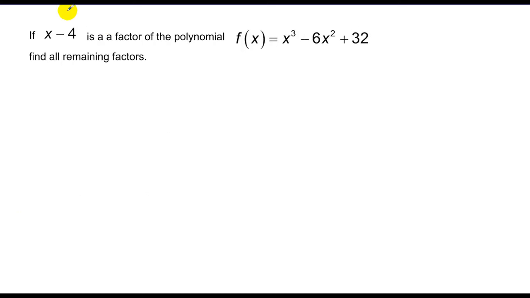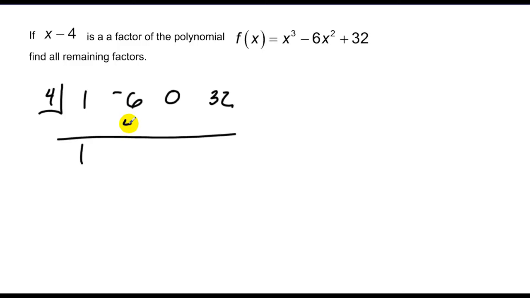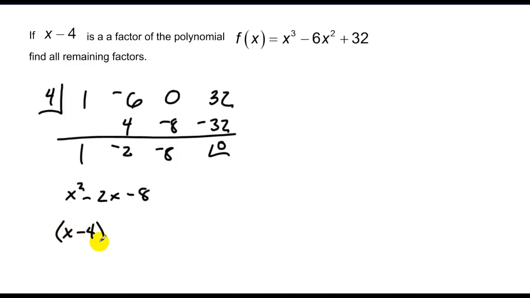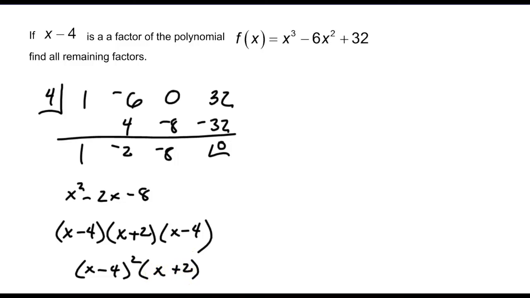Let's do one more. Again, x minus 4 is a factor. We're going to divide that in using synthetic division. You'll notice in this case, we have a placeholder of 0 for my x to the first term. Bring the 1 down, multiply, get 4, negative 2, negative 8, and negative 32, thus giving me 0. Now I have x squared minus 2x minus 8 left. Therefore, that's x minus 4, x plus 2, and again, we had an x minus 4 already. So I would get the quantity of x minus 4 squared times x plus 2 as my remaining factors.